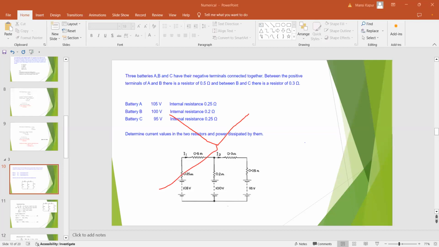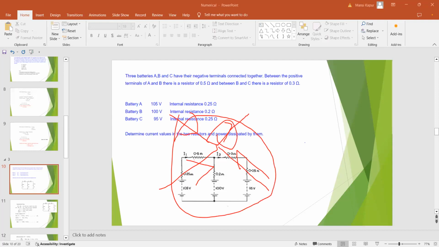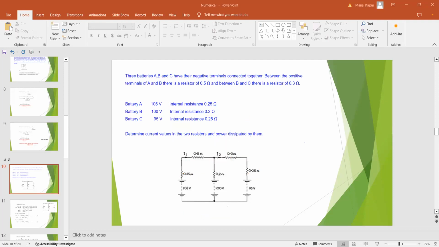So this is the junction. Current I1 is entering, I2 is leaving, I3 is entering, and maybe I4 is also entering. The sum will be equal to 0. In other words, the sum of the current entering a node is equal to the sum of the current leaving the node. So if you do the sum, they are equal.